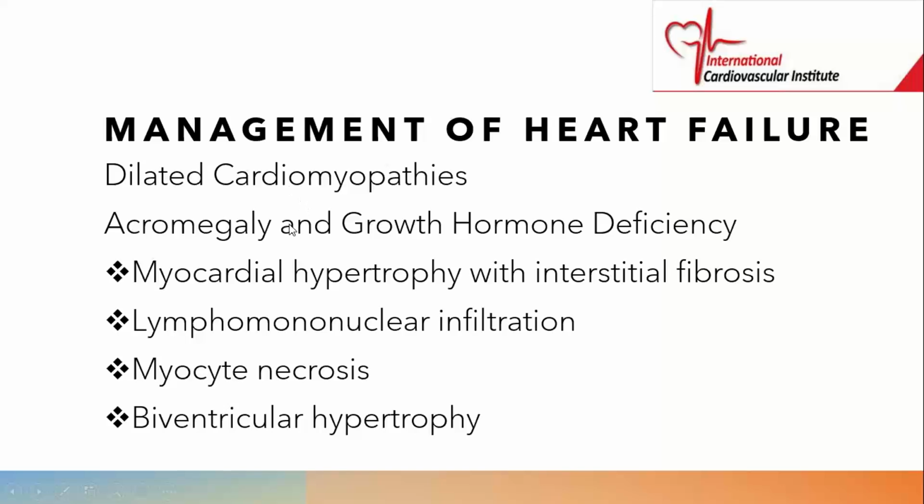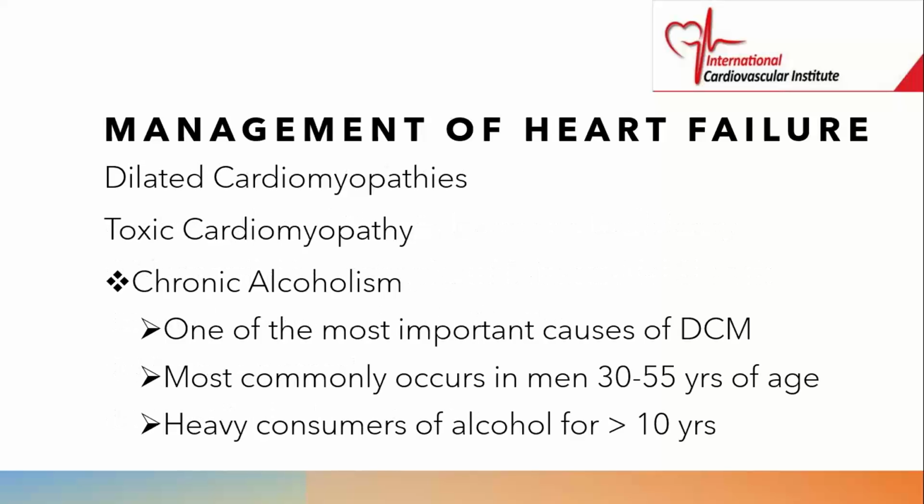With growth hormone excess, the myocardium becomes thickened. It hypertrophies with interstitial fibrosis, and you get lymphomononuclear infiltration, death of the heart muscle cells, the myocytes. You get myocyte necrosis, death, and you can get biventricular hypertrophy. So both ventricles hypertrophy.